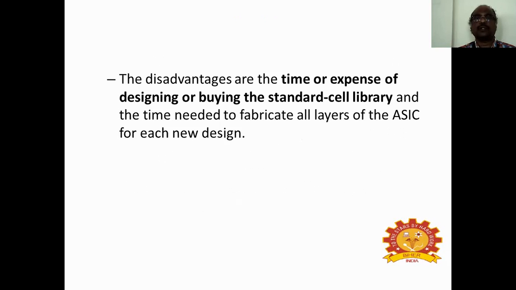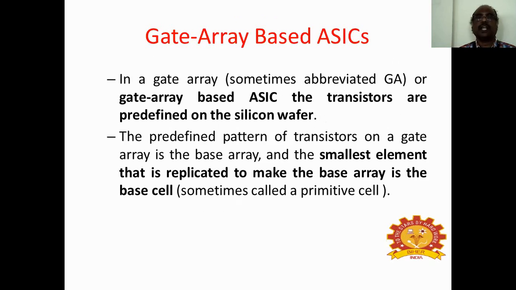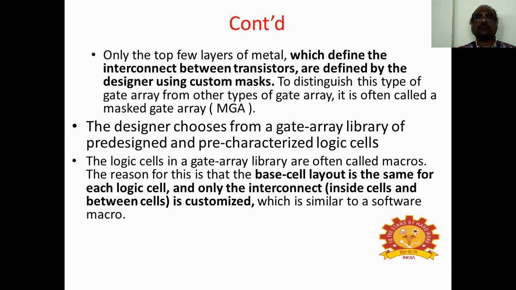The second part of this is the gate array based ASIC. In the gate array based approach, the transistors are predefined onto the silicon wafer. So instead of the cell, the transistors are predefined on the silicon wafer. The predefined pattern of transistors on a gate array is a base array, and the smallest element that is replicated to make the base array is called the base cell. What you have to do is form an interconnection. Only the top few layers, which define the interconnection between transistors, are defined by the designer using custom masks. All the transistors are predefined in the silicon chip.